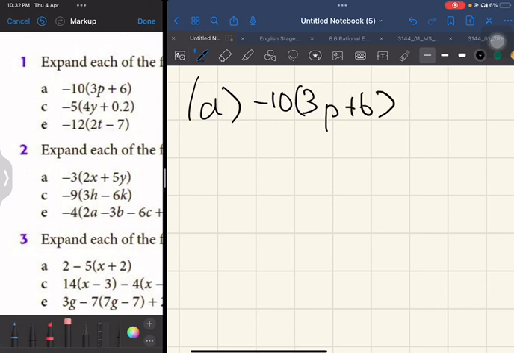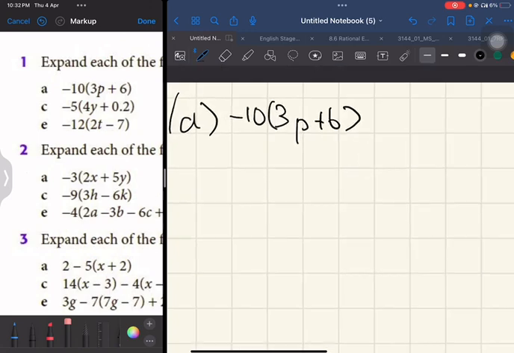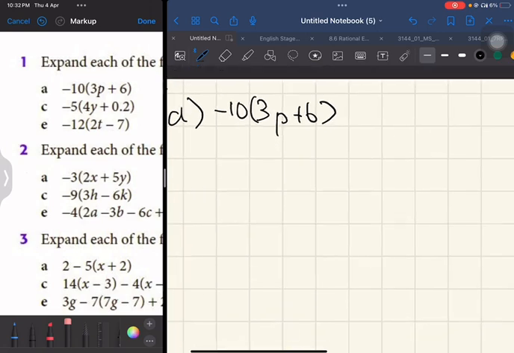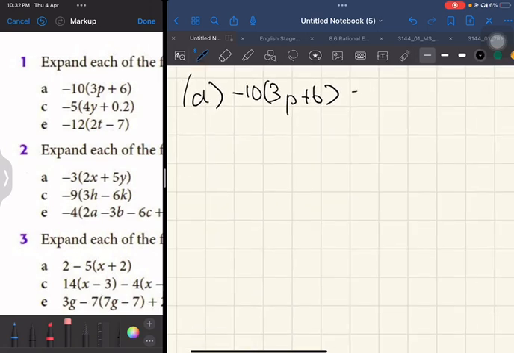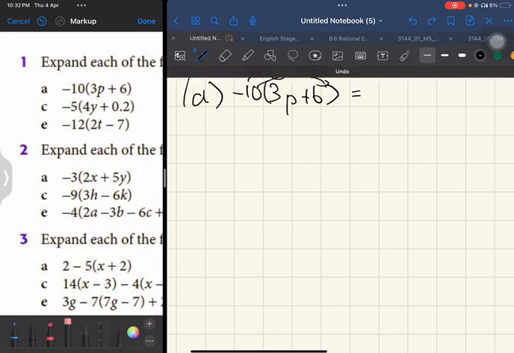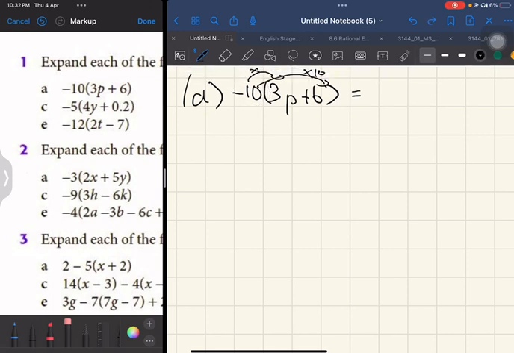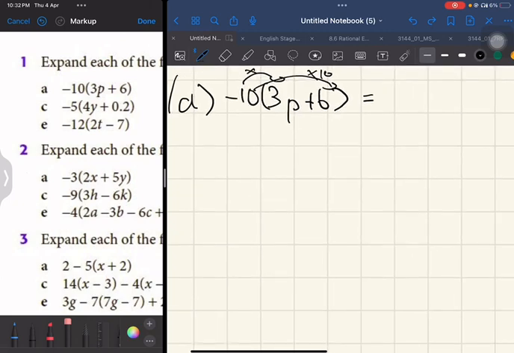So this is the question: -10(3p + 6). When you're expanding brackets, what you actually need to do is use the distribution method. So how do you use the distribution method? Basically, multiplying everything inside the bracket with the one outside the bracket, the one closest to the bracket. In this case, the only number outside of the bracket is -10, so we're only going to be multiplying -10.